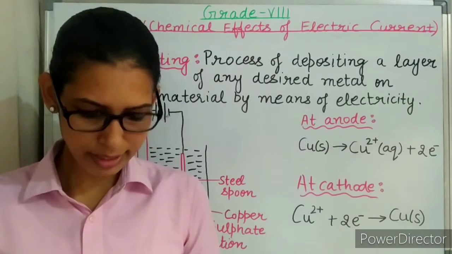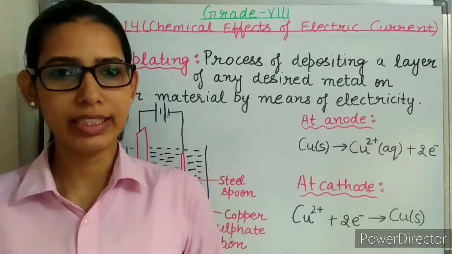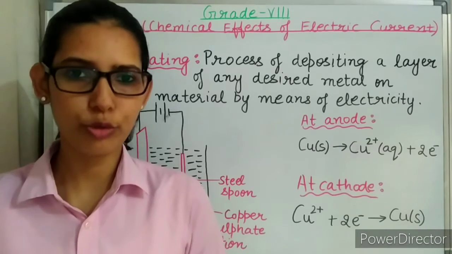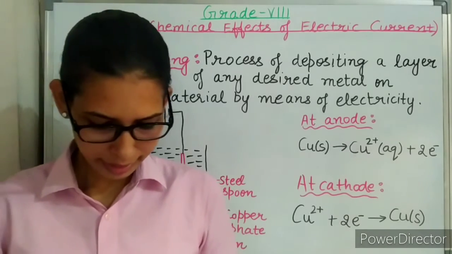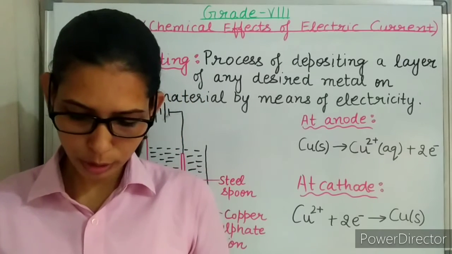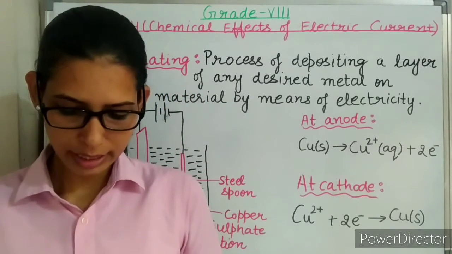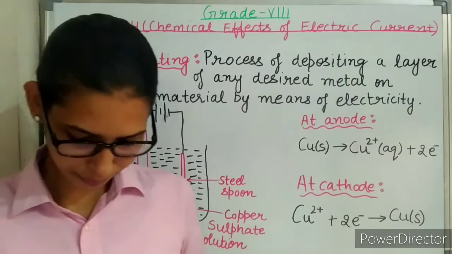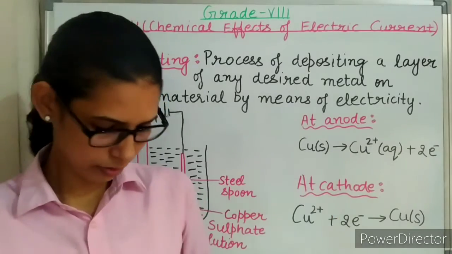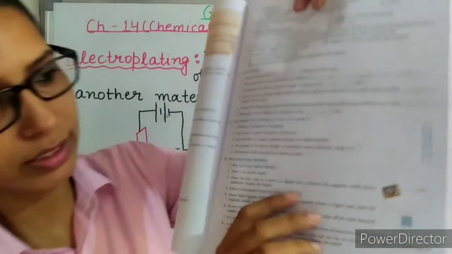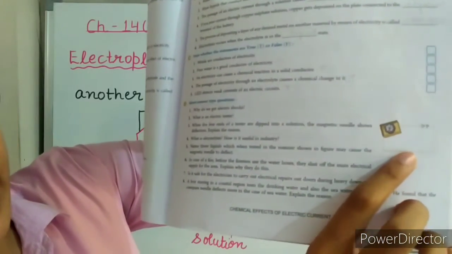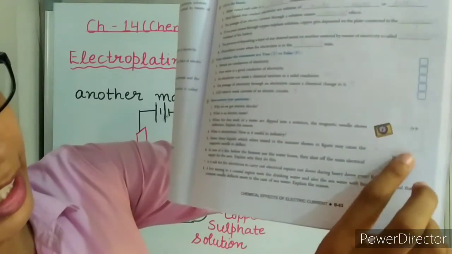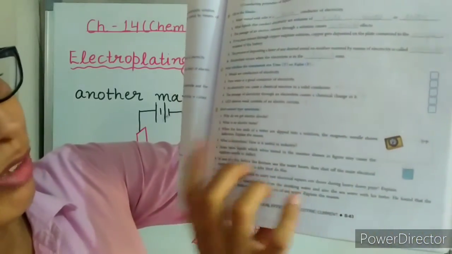What is an electric tester? An electric tester is a device that is used to check whether any object or material allows electric current to flow through it or not. Next, when the free ends of a tester are dipped into a solution, the magnetic needle shows deflection. Explain the reason. Here you can see on page number B633, a figure has been shown. This circuit is the tester. When the free ends of the tester are dipped in a solution, then the magnetic needle shows deflection.